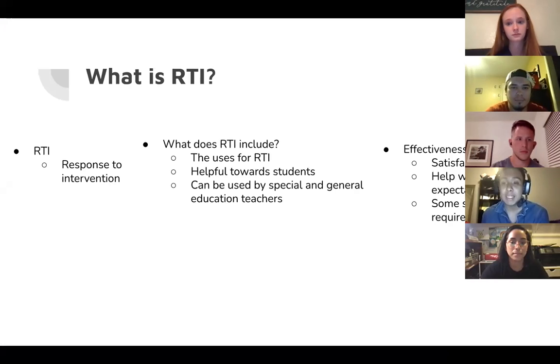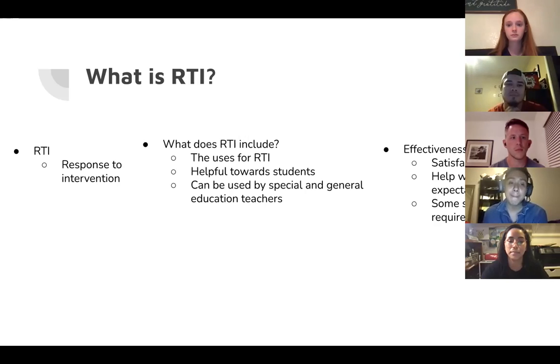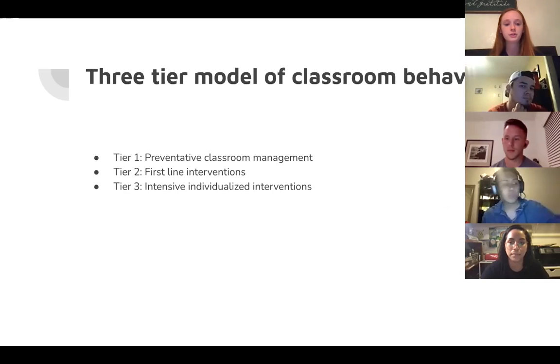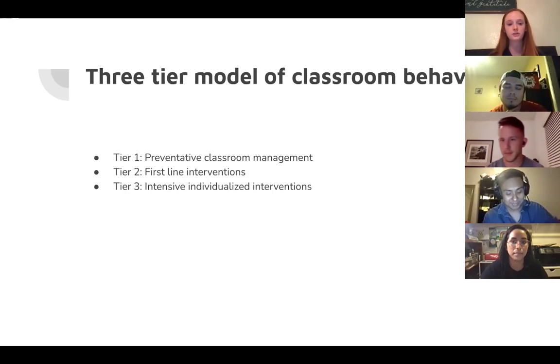The assumption of RTI is that when teachers apply this practice, the majority of students will make satisfactory gains. And when applying this concept to classroom behavior, it should enable the vast majority of students to follow the classroom expectations. And the students who do not respond positively towards this practice will require additional levels of support. So there is a 3-tier model of classroom behavior. The first tier is focusing on preventative classroom management. Tier 2 is first line interventions, and tier 3 is intensive individualized interventions.